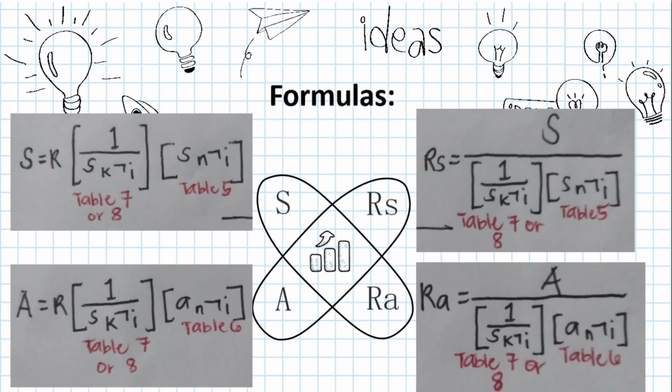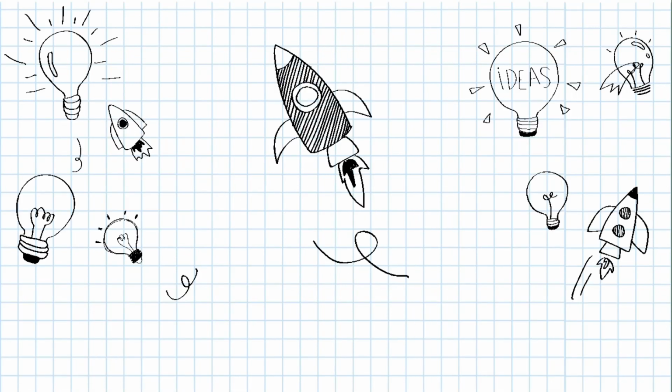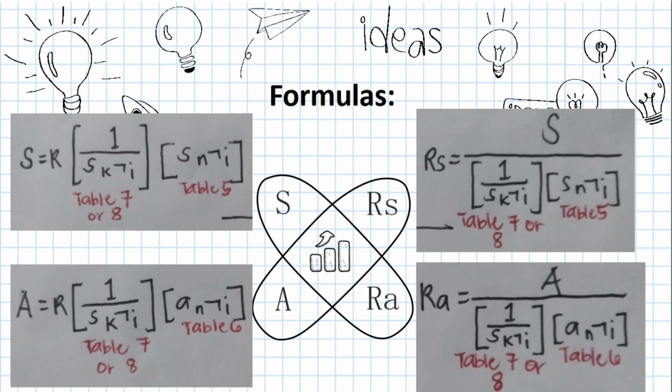So these are our formulas. This is the formula that we will use to find the sum of an annuity, while this one is used to find the present value of an annuity. Rs is to find the periodic payment of the sum, and Ra is to find the periodic payment of the present value. Please take note of that.